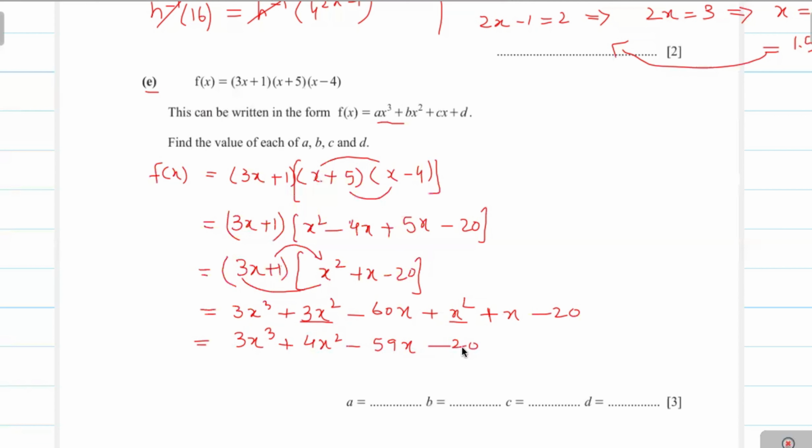Now we write the coefficient of x cubed. You see here the coefficient of x cubed is a, therefore a is 3. The coefficient of x squared is b. Here the x squared coefficient is 4, therefore b is 4, and c is minus 59 and d will be minus 20. This is the answer.